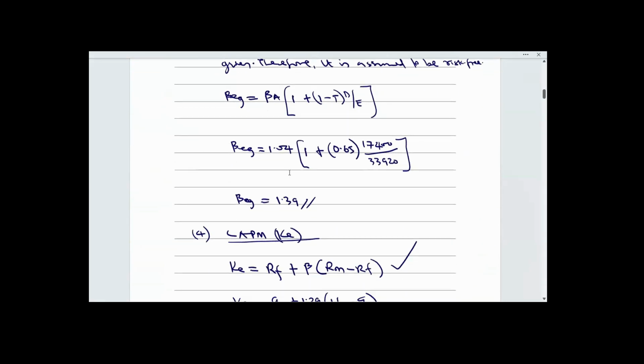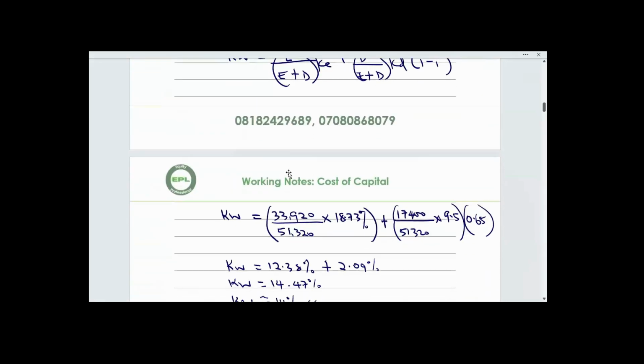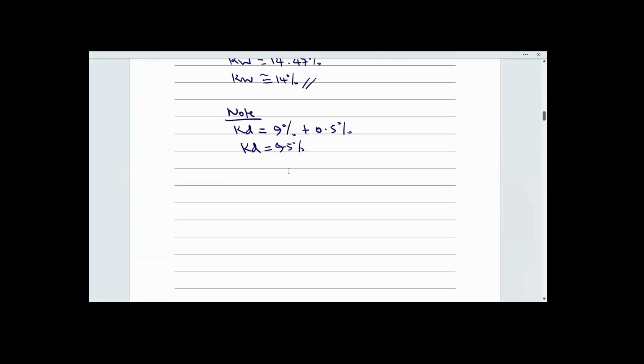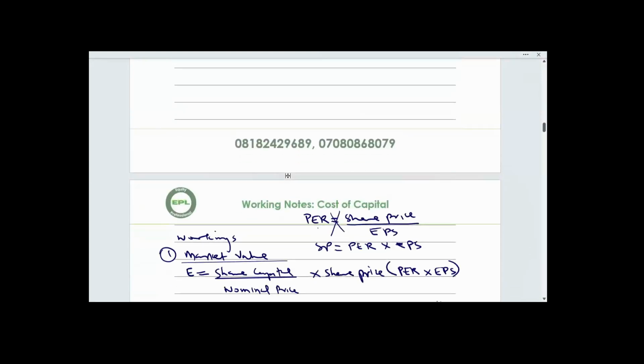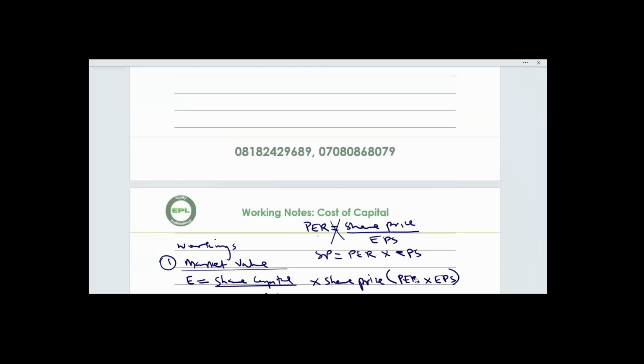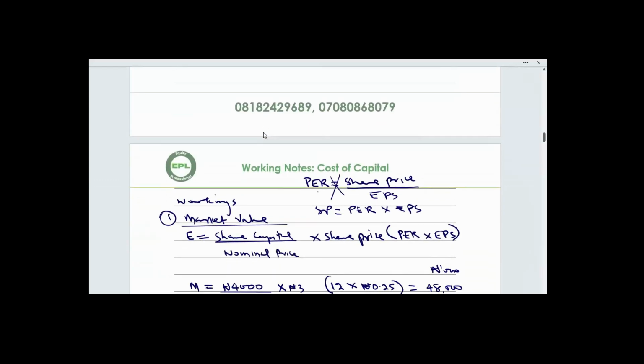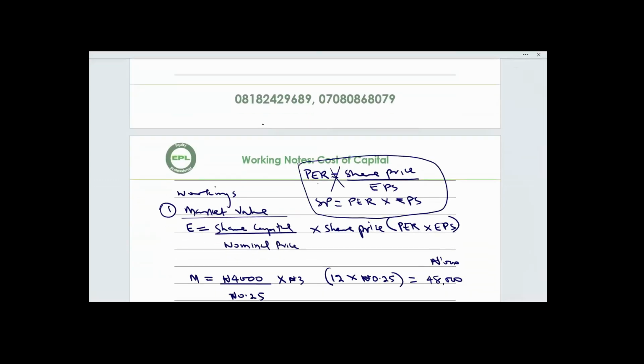All right, so this is how to calculate project-specific WACC. We are done with that, then we can move to part B of the question. Before I go to the second part, let me know if you have any question on what we have done so far. If not, we'll move to requirement number 2.